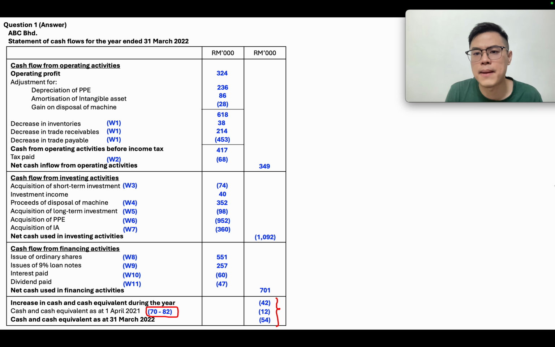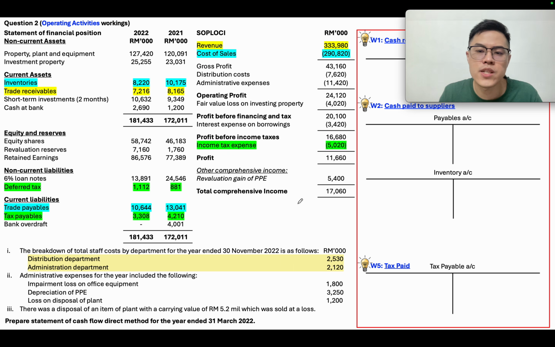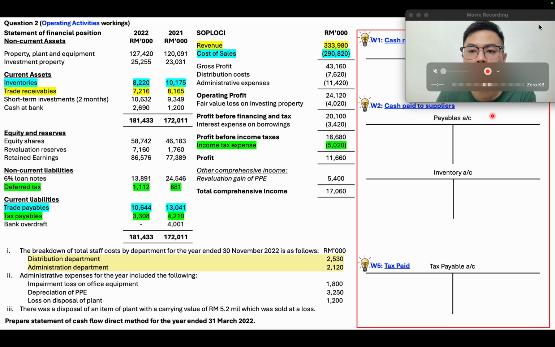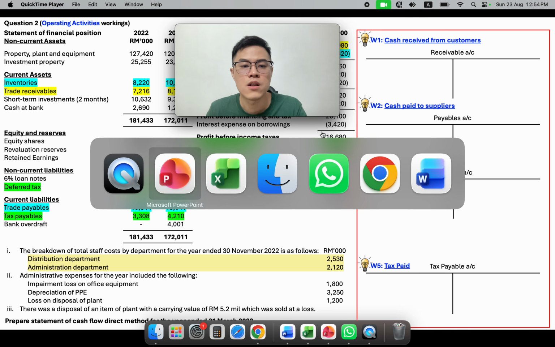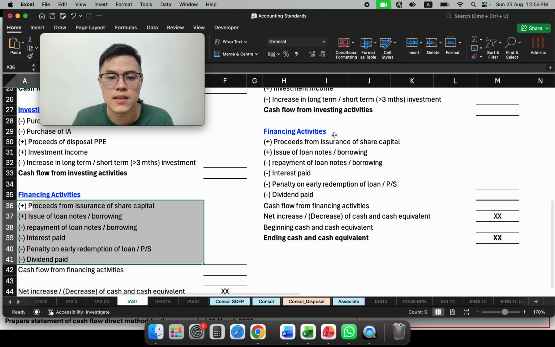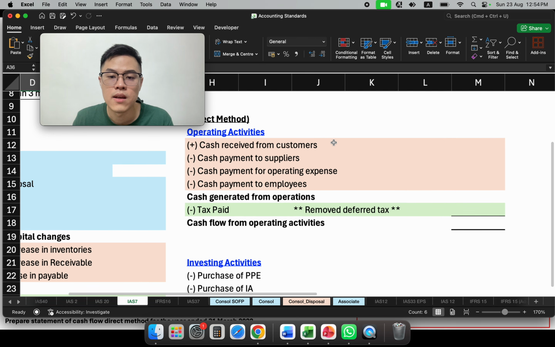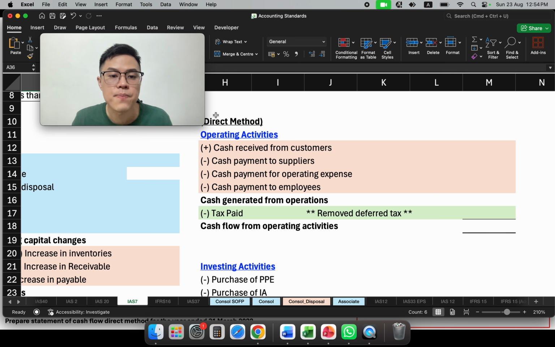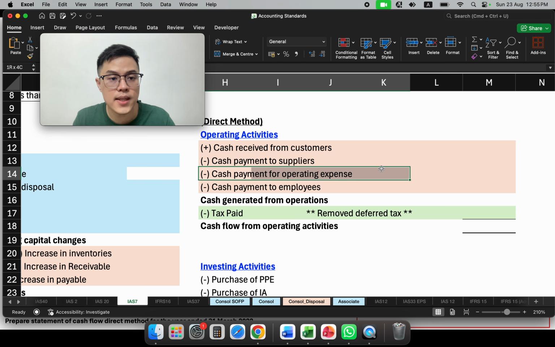So this is indirect method. So what about direct method? If direct method, question will be slightly different in the sense of operating parts. So we have all this SOFP and SOPL, and we have the additional informations given in here. Let's look at it one by one. So over our direct method, question will be a little bit different in the sense of operating activity again. There are few items that you need to find: cash received from customer, cash paid to supplier, cash paid to operating expenses, cash paid for employees, and tax paid.